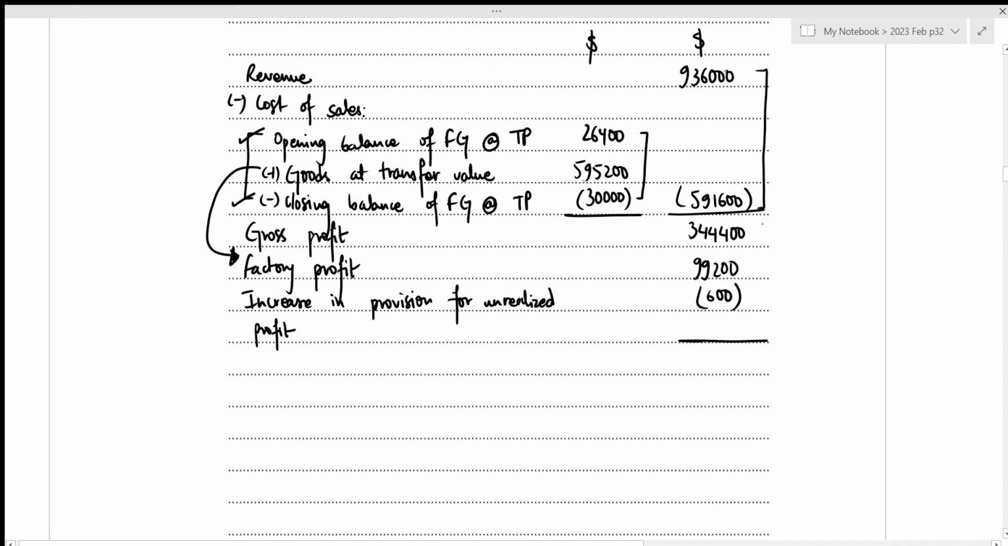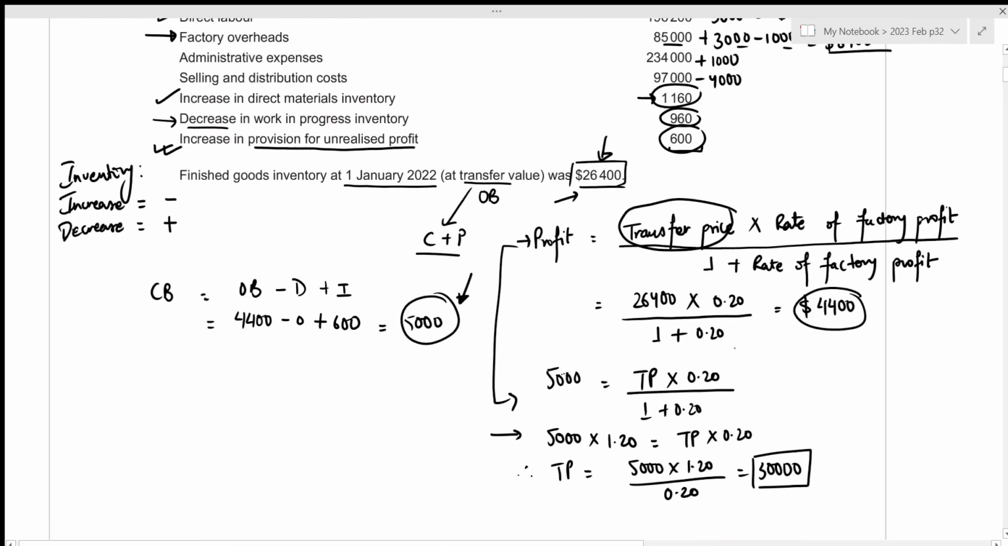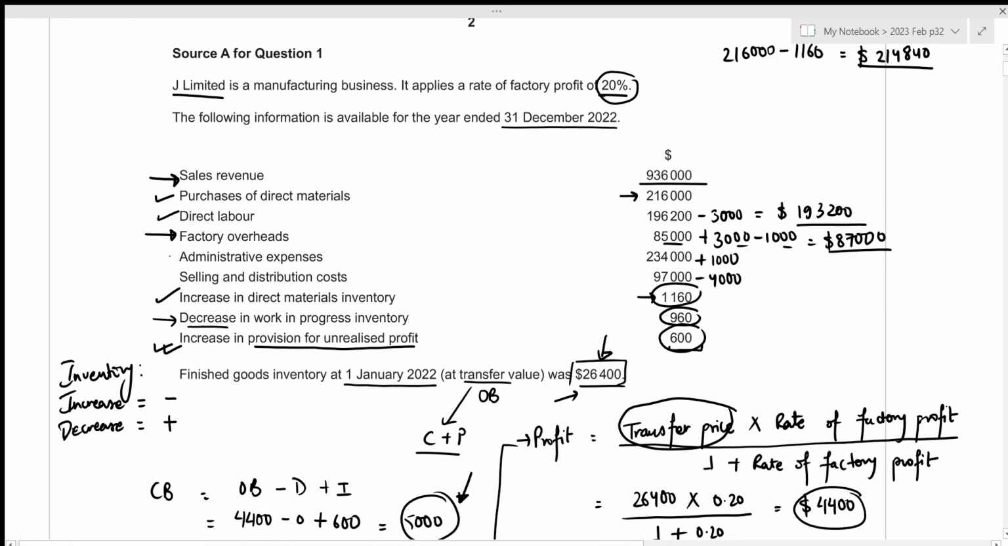Okay, so let's add all these three amounts. That's going to be 344,400 plus 99,200 minus 600, which is also 443,000. Okay, now the next step would be to just adjust all of our expenses. In this case, we have two kinds of expenses. We were given the administrative and the selling and distribution costs right here. So we have the administrative expenses to be 234,000 plus 1,000, which results in 235,000. And our selling and distribution cost is 97,000 minus 4,000, which results in 93,000.